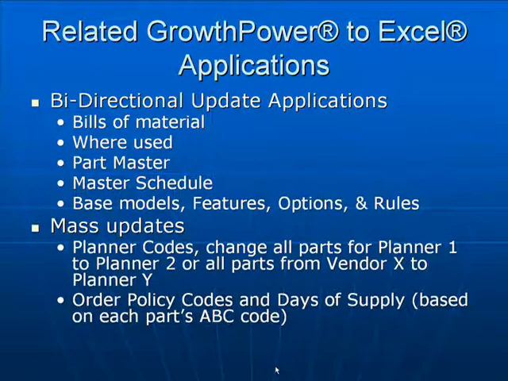This bill of material and Part Master update process is what we call a bidirectional update application. By that we mean we're taking a snapshot update in Growth Power, bringing it over into a spreadsheet, allowing the user to make changes in the spreadsheet, and then uploading those changes back into Growth Power. That same methodology is available not only with bills of material and Part Masters, but also with the master schedule and with product configurator, base model features, options, and rules. Mass updates of Growth Power part numbers are also available for planner codes, order policy codes, and days of supply.